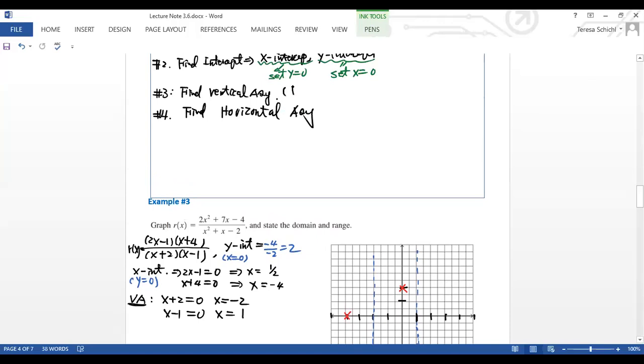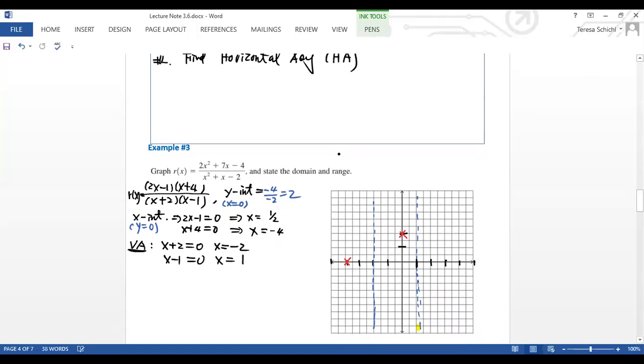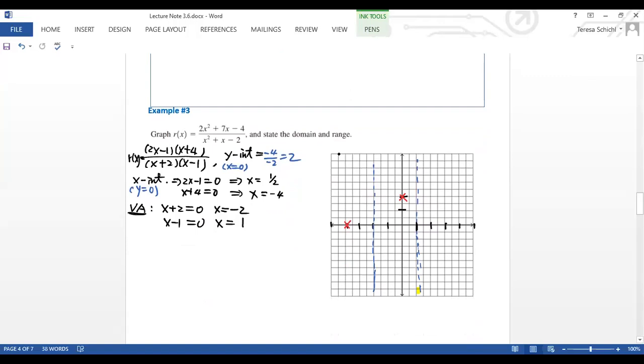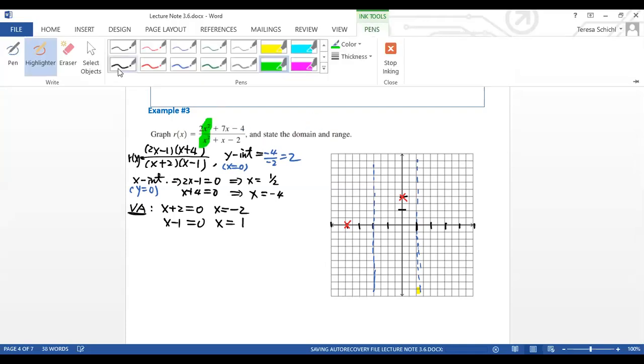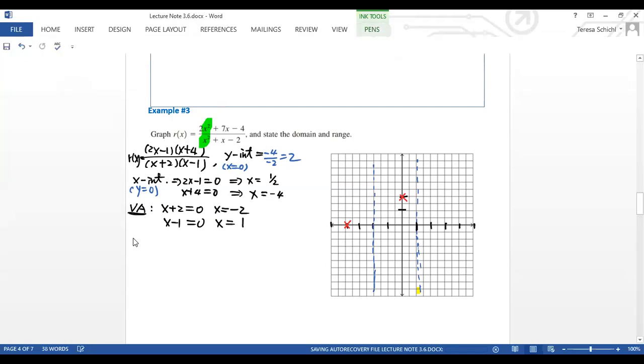Okay, so the vertical asymptote is VA, and the horizontal asymptote is HA. Now let's see the horizontal asymptotes. You look here and say the power here is x squared. They are equal, so I know the horizontal asymptote will be the ratio of the coefficients.